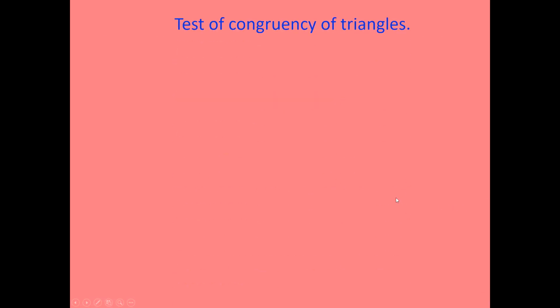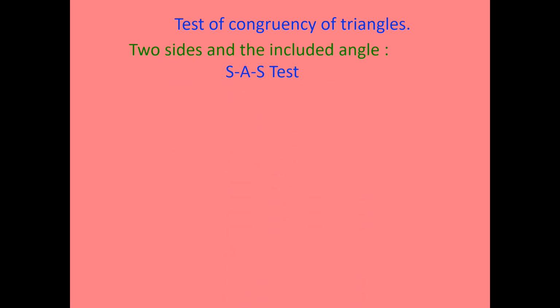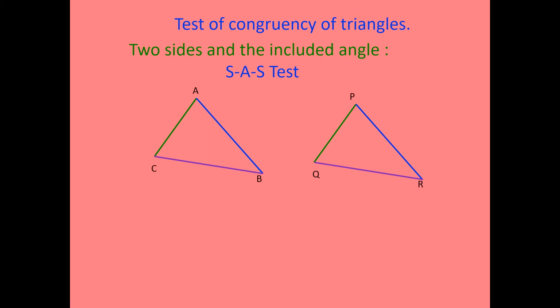So let us see the tests of congruency. In that, 3 parts are required, 3 correspondences are required, and we can prove the triangles congruent. So let us see that. The first one is the SAS test. So the two triangles are here. Let us see how it comes.